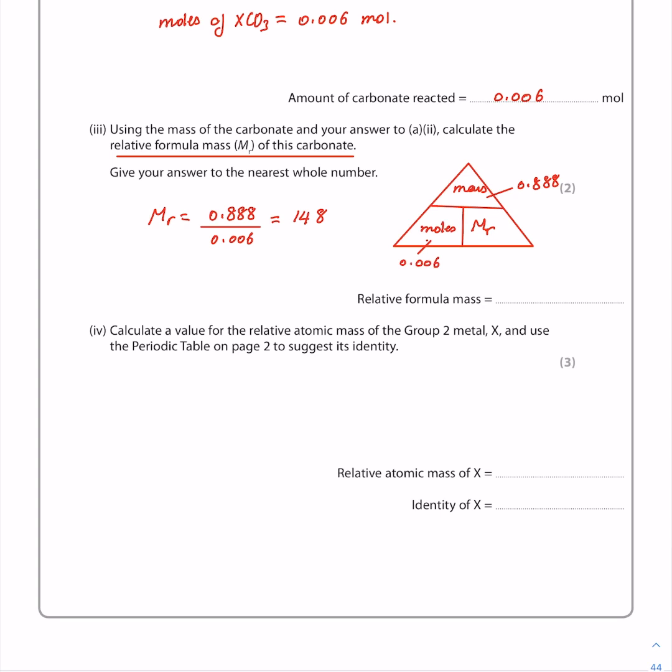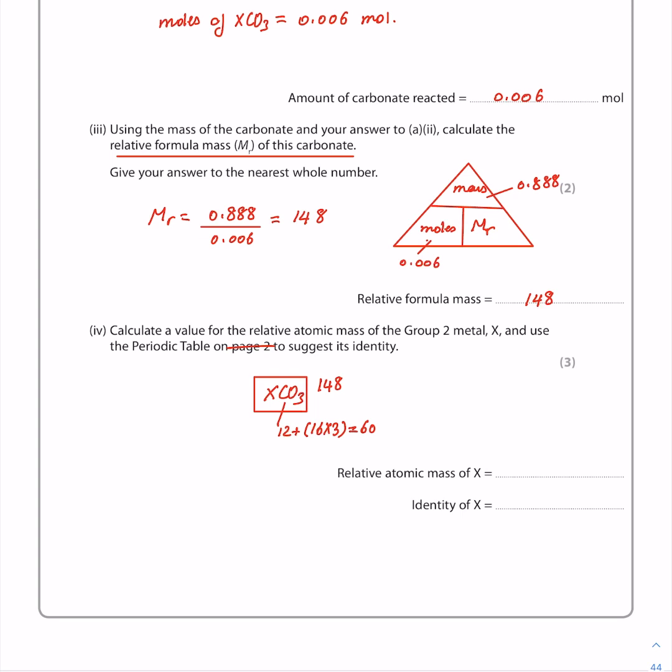148. يبقى relative formula mass 148. Calculate the value for the relative atomic mass of group 2 metal X and use the periodic table to suggest the identity. طيب أول حاجة الإكس كربونات كله على بعضه الام ار بتاعته كام؟ 148. طب ما انا اقدر اعمل subtracting للكربونات اللي وزنها 12 plus oxygen 16 by 3 يعني totally 60 من ال 148 عشان اطلع الاتوميك ماس of X.